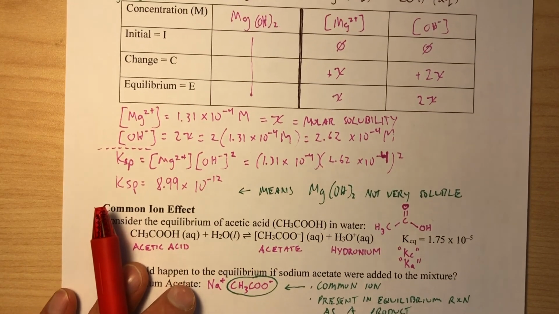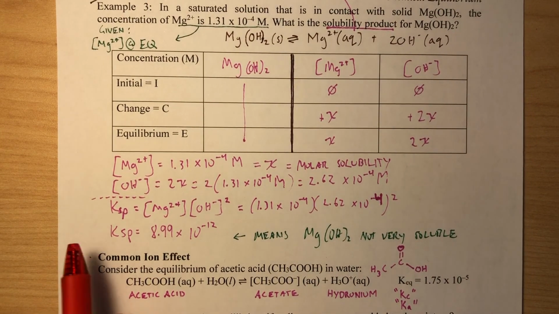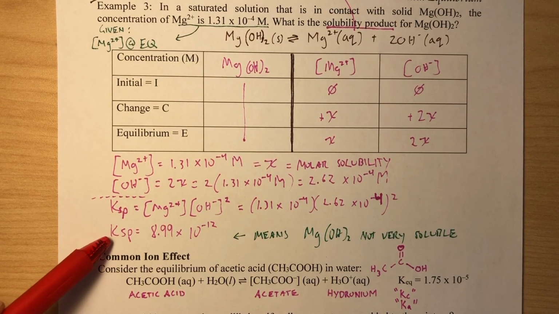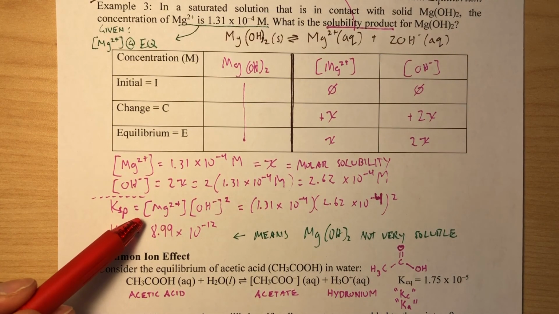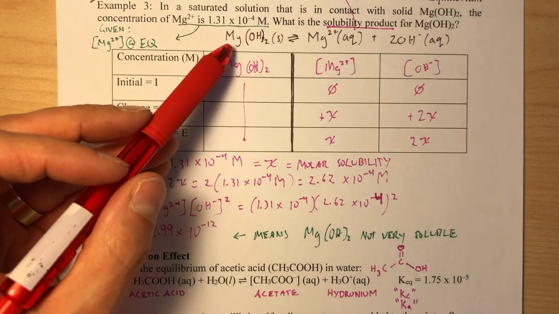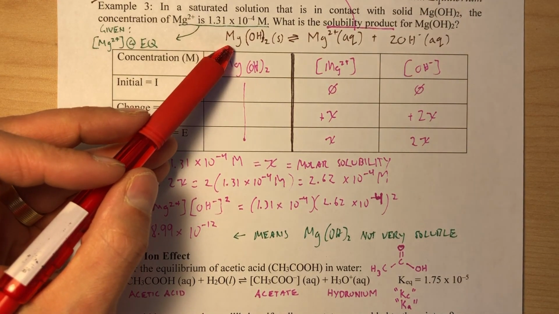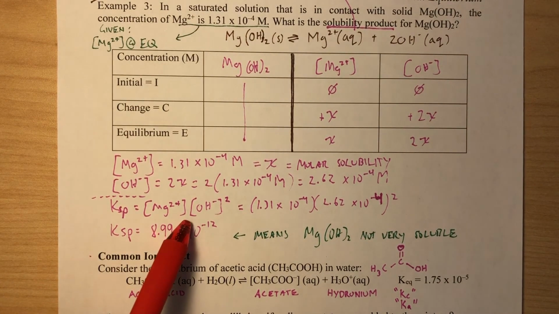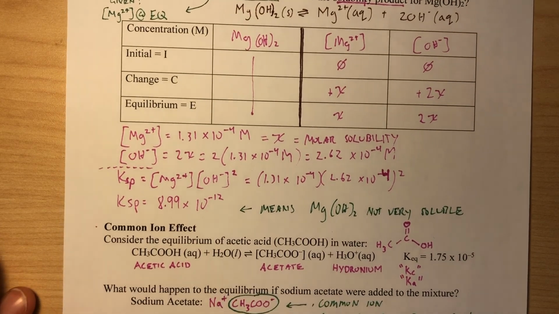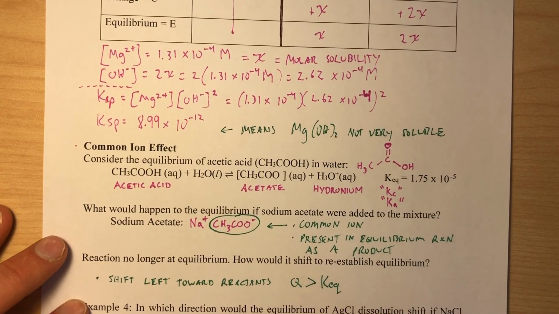The whole point of calculating a solubility product is to give us an idea of whether or not the salt in question, magnesium hydroxide, is very soluble or not, since our KSP is just equal to the concentration of our products. It's very small, which means that we do not have a lot of ions in solution. Next, we're going to introduce the idea of the common ion effect.